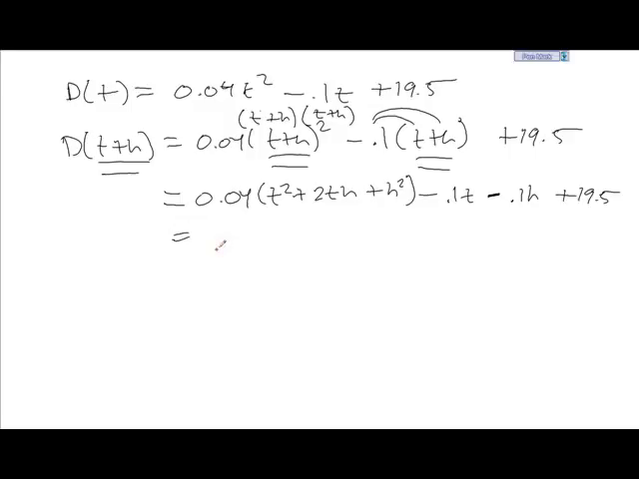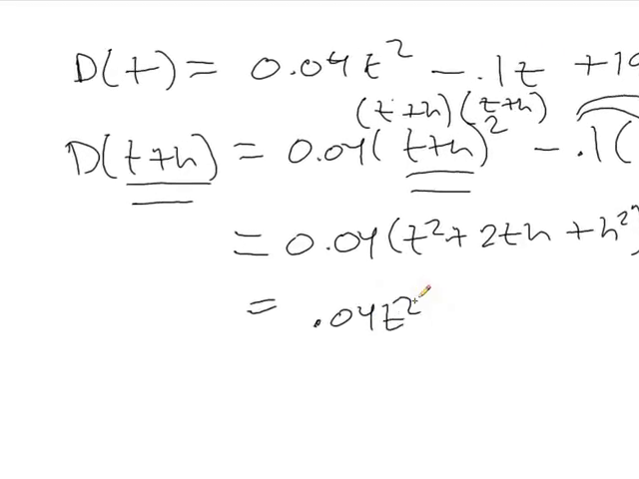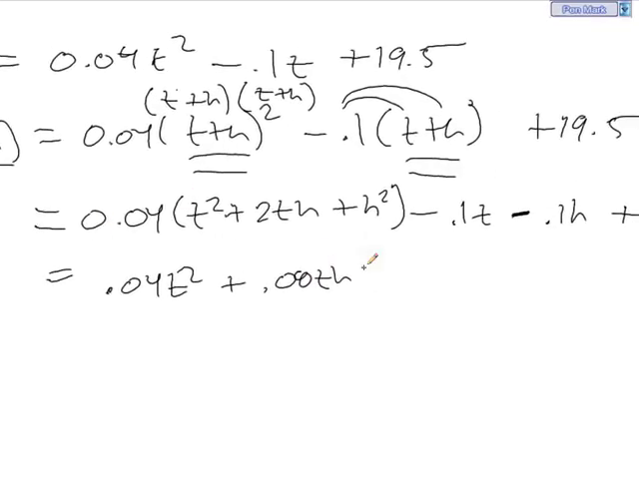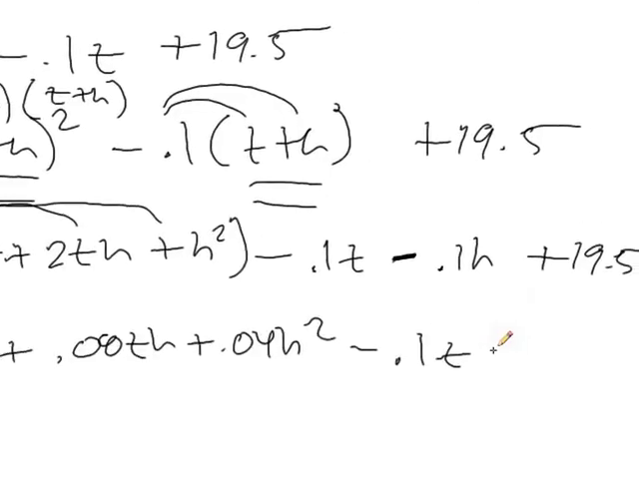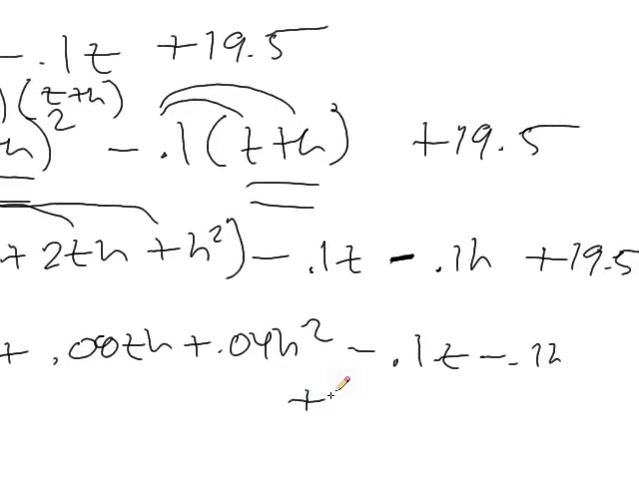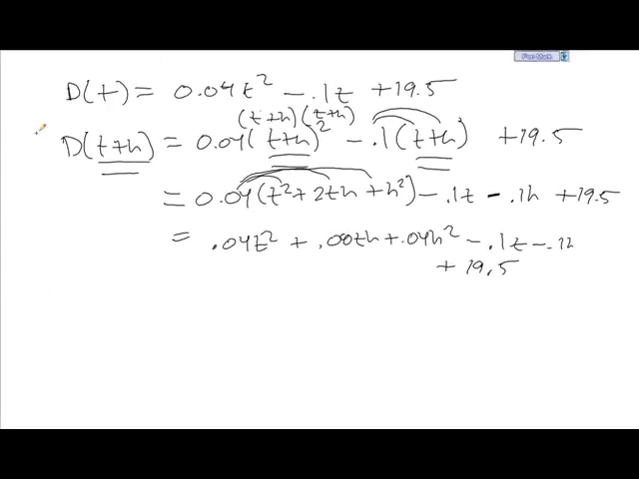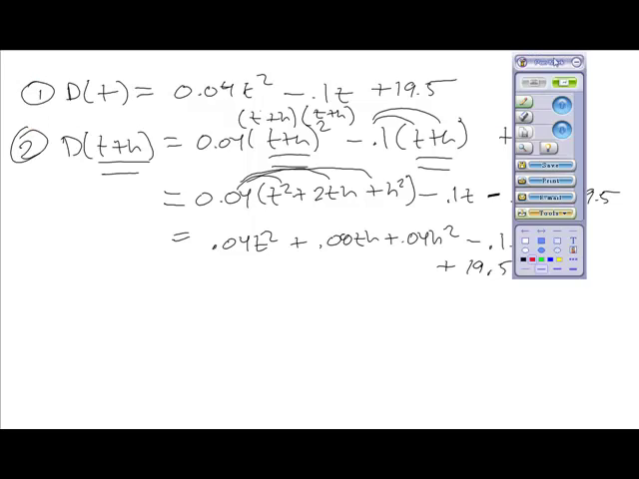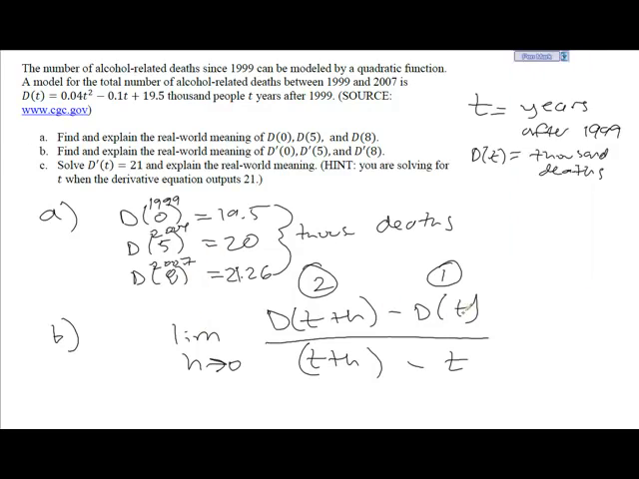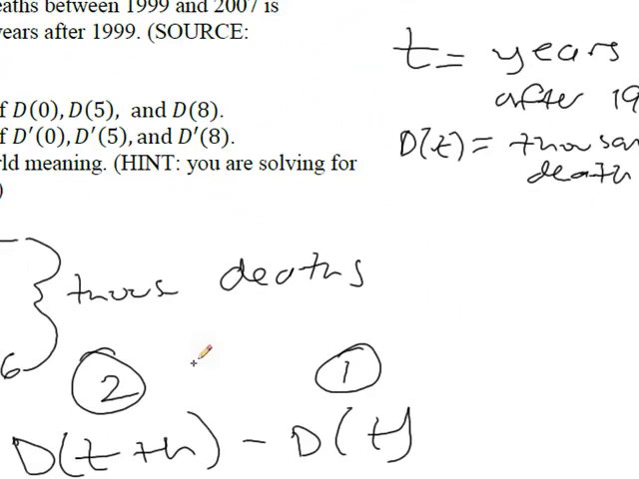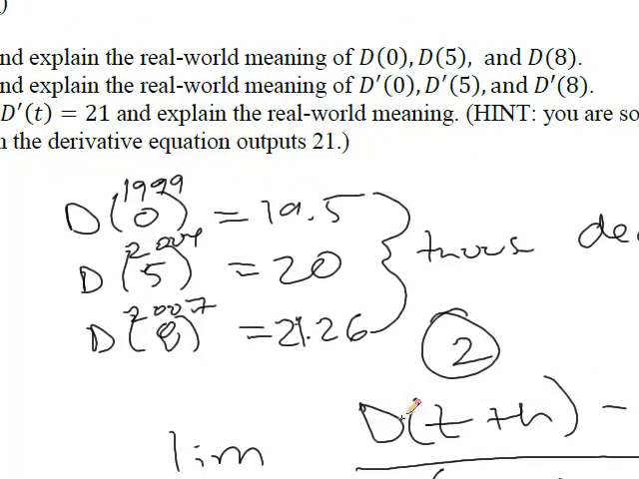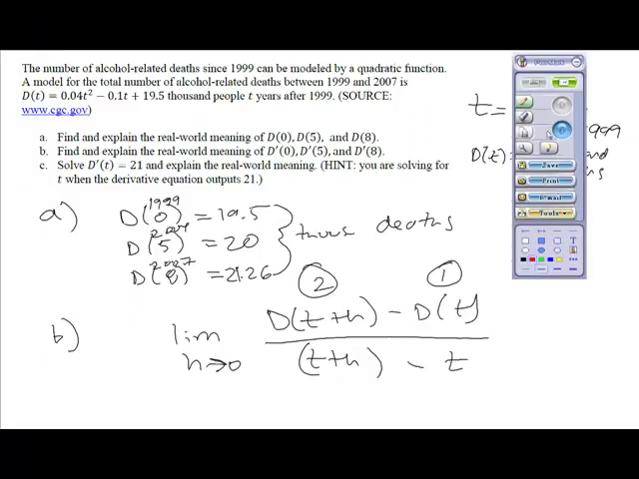So lastly, I'll go ahead and distribute 0.04t squared plus 2 times 0.04, which is 0.08th, plus 0.04h squared. There's my distribution taking place. And then the rest, minus 0.1t minus 0.1h plus 19.5. Okay, well, you can go a couple of different ways here. Now we get to plug all this stuff back in. Here's my number 1, here's my number 2, and recall that the goal was just to establish these two pieces of the numerator, simplify it all out before I plug it in so I don't have too much of a mess.